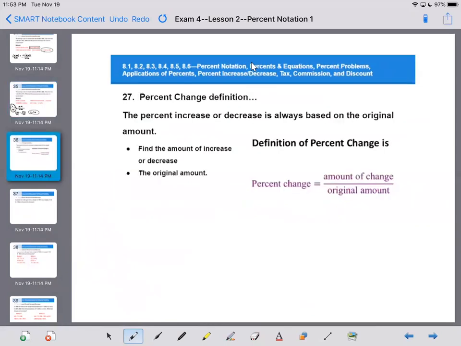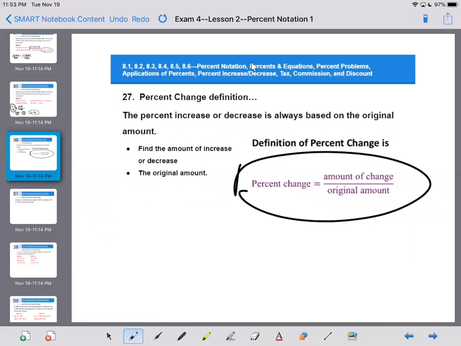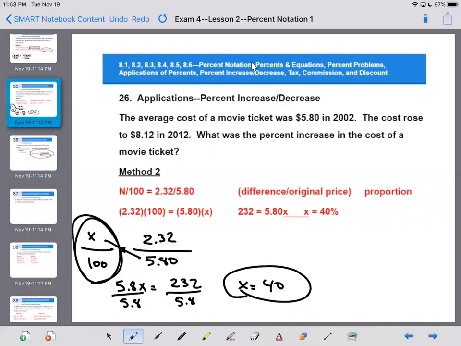Here's your definition for percent change. It's the amount of change divided by the original amount. That's typically where the errors come from, is what you're dividing by. So when we come back to this problem here, a lot of times the error comes not in finding the difference, but dividing by $8.12 when you should have divided by $5.80.